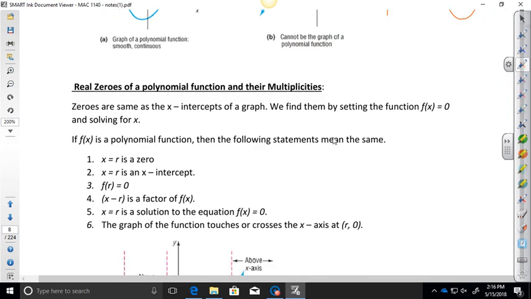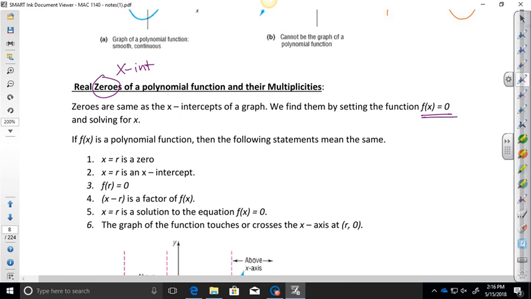Now zeros. The next one is zeros of a polynomial function. Zeros are exactly the same as x-intercepts. So this is just a fancy word. Zeros are the same as x-intercepts. And you know how to find the x-intercept. You put y equals 0, or you set f of x equals 0, and you find the x values. Those are the x-intercepts. X-intercepts are exactly the same as zeros.